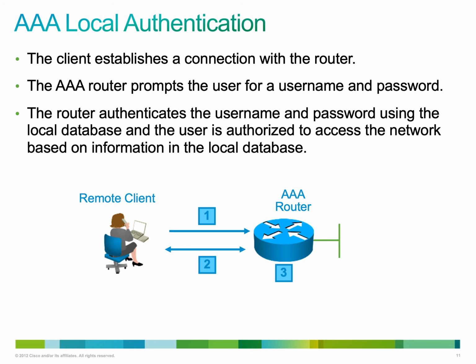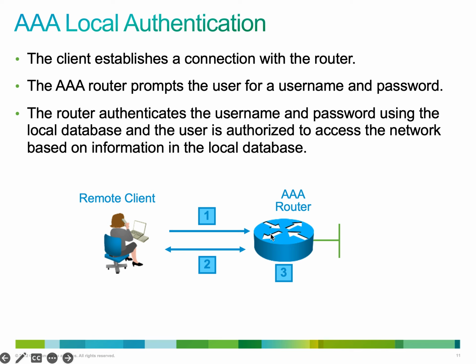Now let's take a look at AAA local authentication. If we want to authenticate, this is how it's done. The client establishes a connection with the router. Here is the client, the remote client. First of all, he establishes a connection with the AAA router. Okay, that's the first step.